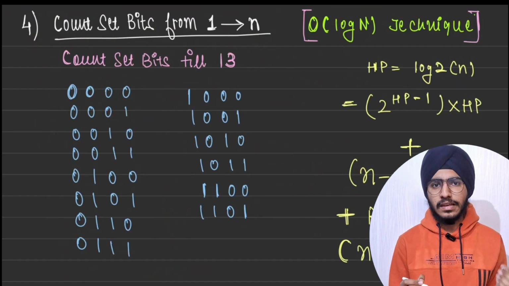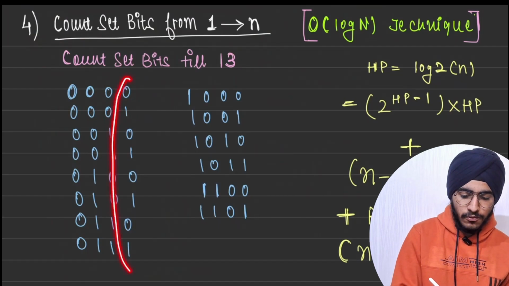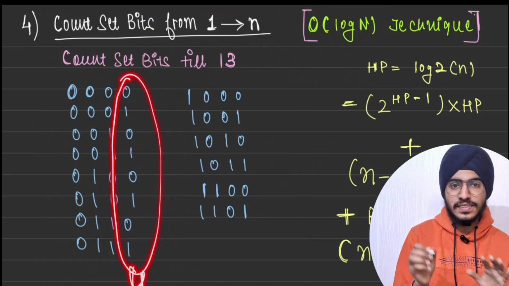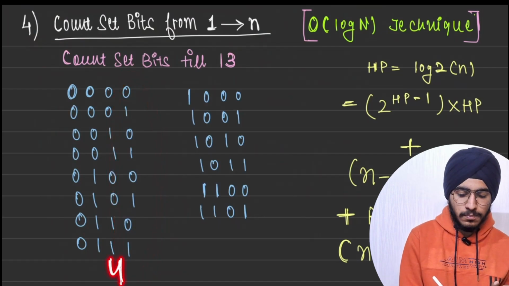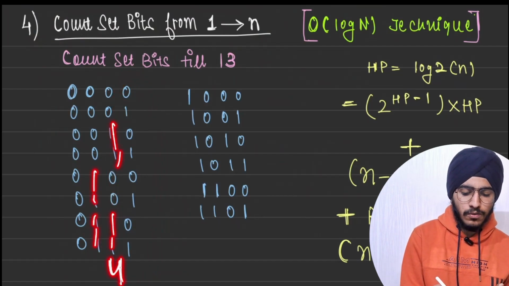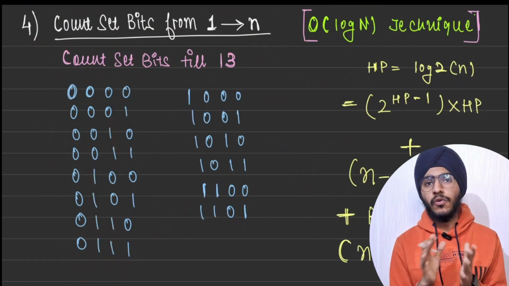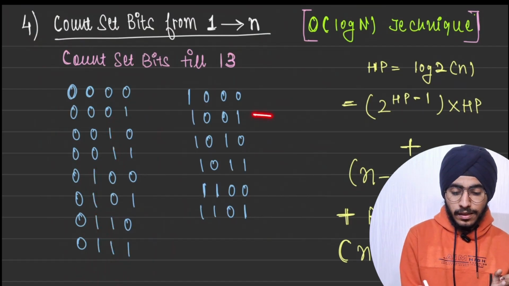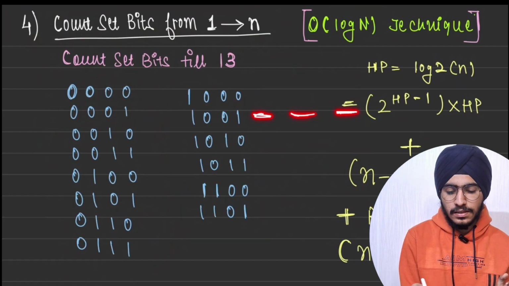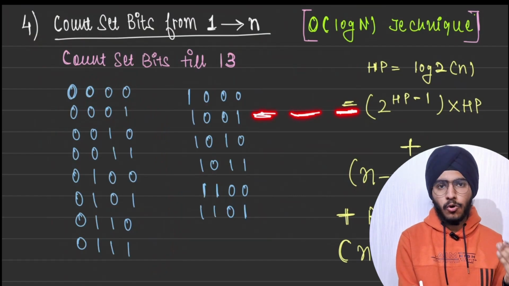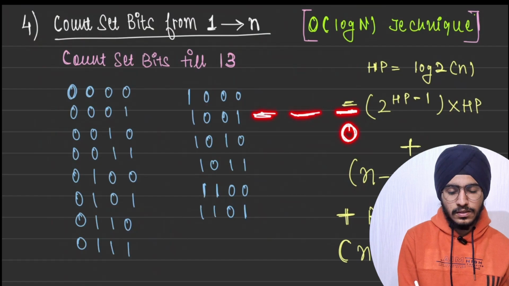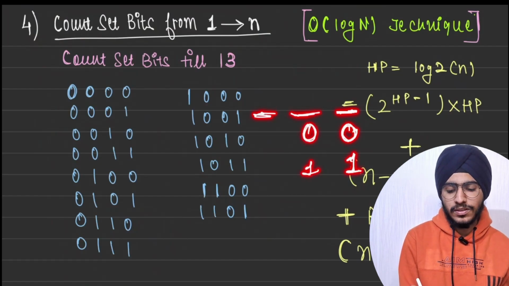So one thing is clear also that at every position we have 4 set bits. Again here 4 set bits, 1, 1, 1, 1. So why is this happening? This is because we have 8 numbers that are created from this permutation combination, so 4 zeros will be there and 4 ones will be there.